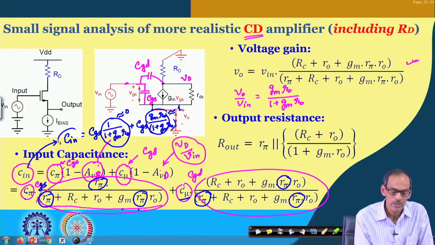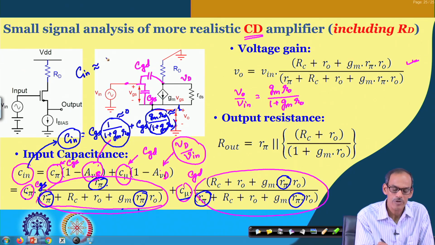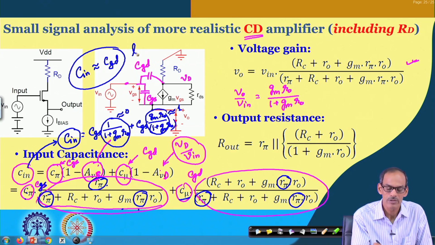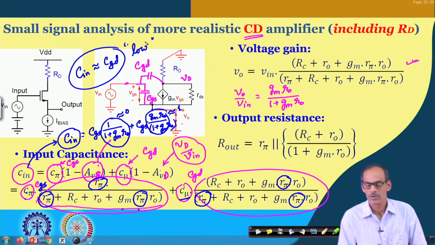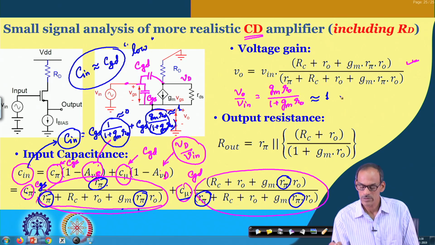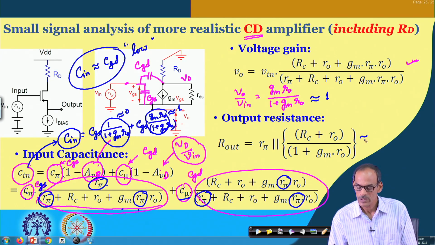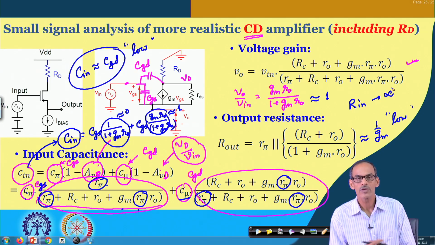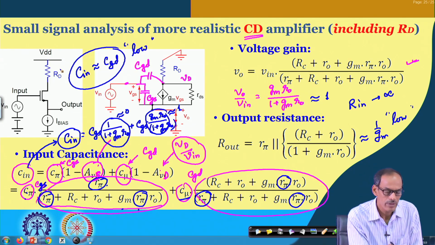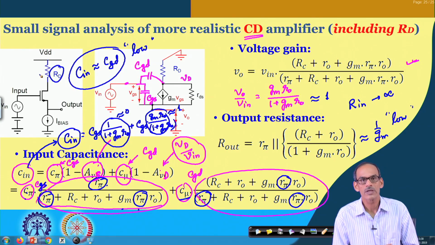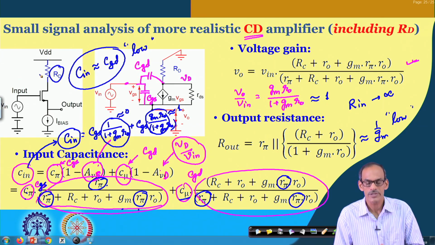Okay. So, then we can say that C in is approximately equal to C G D, right. Again this is quote and unquote low. The gain is approximately 1, output resistance is in the order of 1 by G m, which is quote and unquote low. Input resistance of course remains high. So, then you can say that for common drain, even if I consider R d, the basic required property of the buffer remains the same.